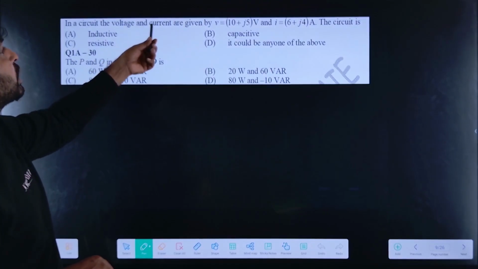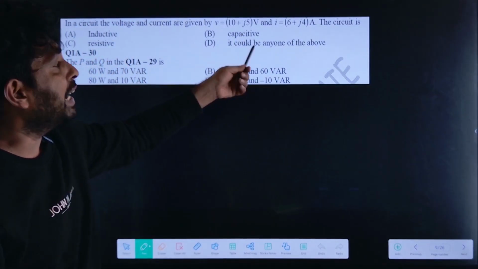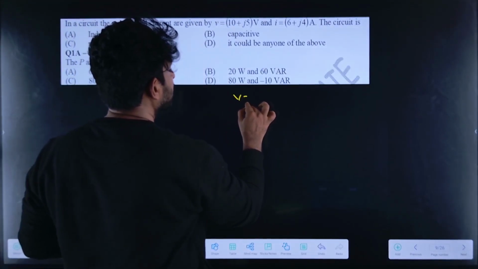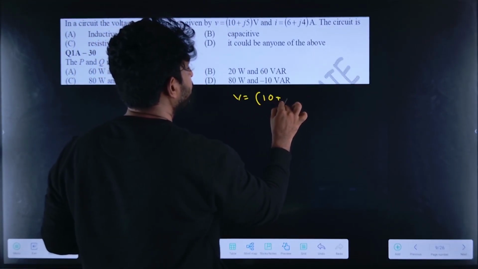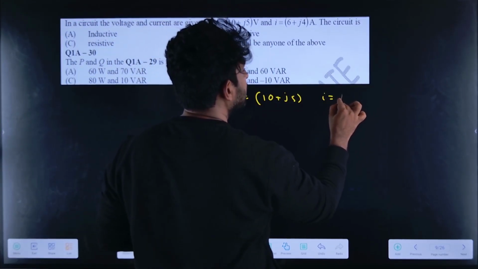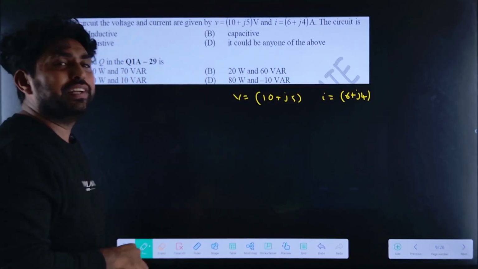In a circuit, the voltage and current are given by V equal to 10 plus j5 and I equal to 6 plus j4. So now what do we need to find here?